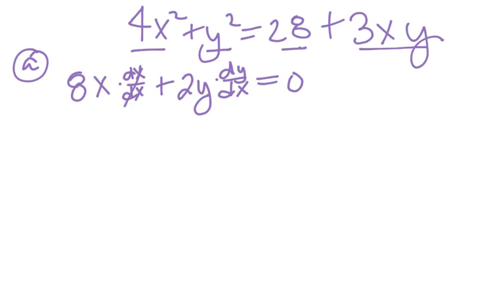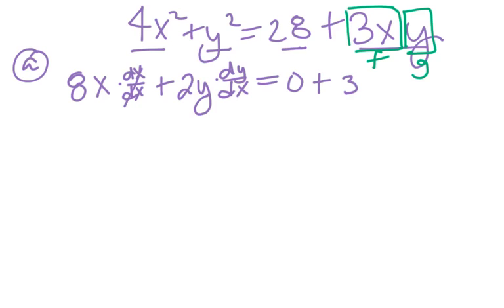Here we have to use the product rule to take the derivative. My two functions are 3x, which is my f, and y, which is g. So I'm going to take the derivative of f, which is just 3, and multiply it by g, which is just y. And I'm going to add f, which is 3x, times the derivative of g. The derivative of g is just 1 times dy/dx, since we're taking the derivative of y with respect to x.